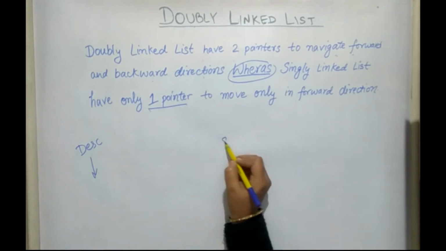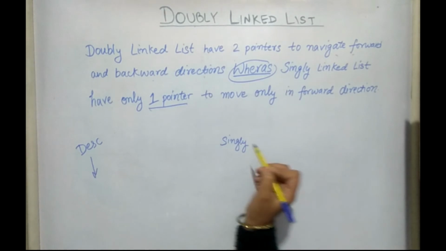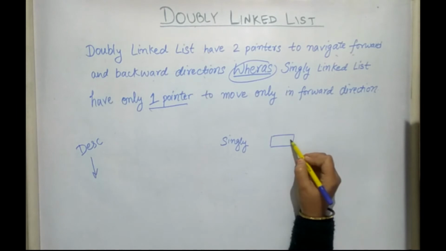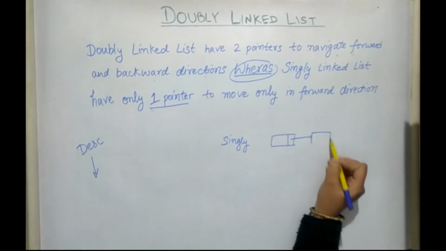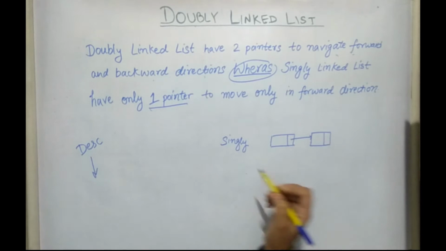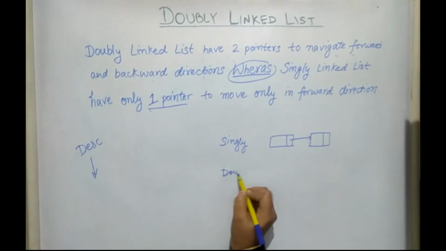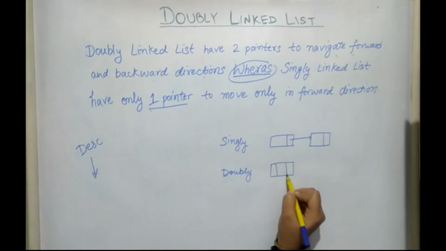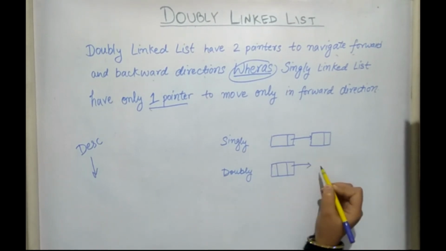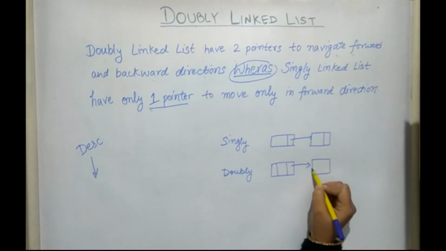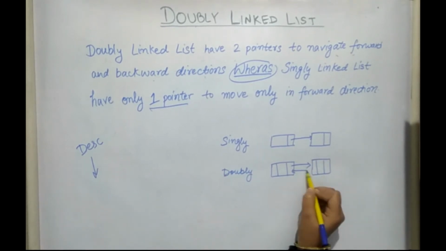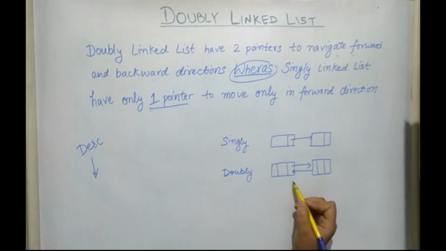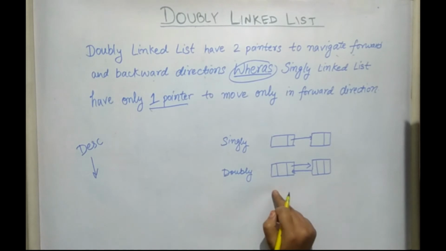In a singly linked list, a node has one pointer to the next node, but in a doubly linked list we have two pointers, one to its previous node and one to its next node, thereby giving us a way to traverse in the backward direction also.